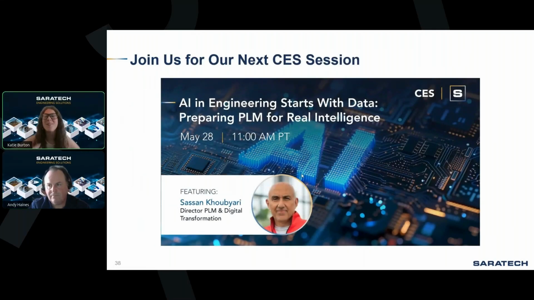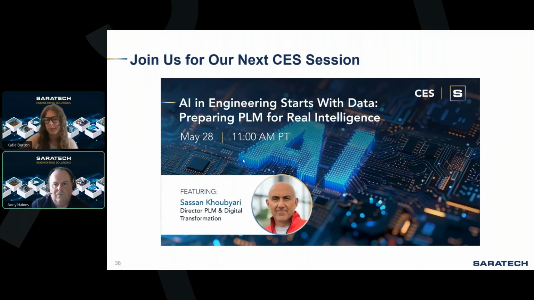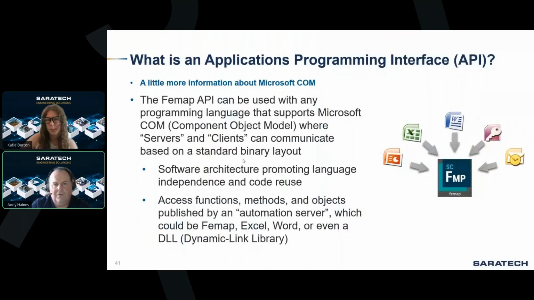Awesome. Thank you so much for all of that. We do have a couple questions. One question we got was, early in the presentation, it mentioned that API is OLE and COM based. What does that mean? So when we're talking about COM, what we're really talking about is the Microsoft COM, component object model. So it's essentially where servers and clients can communicate based on a standard binary format.